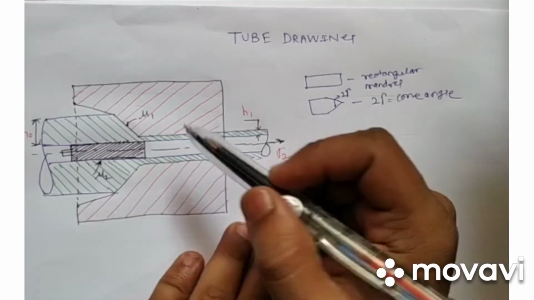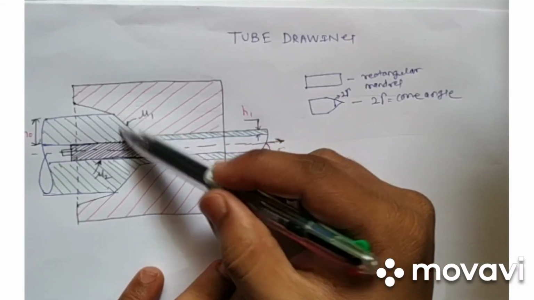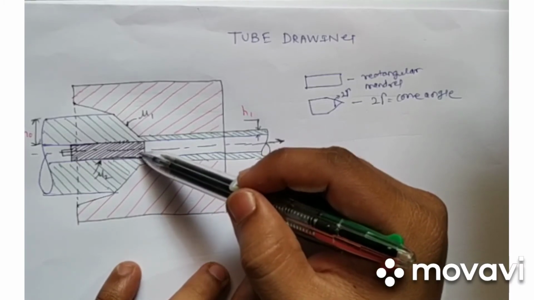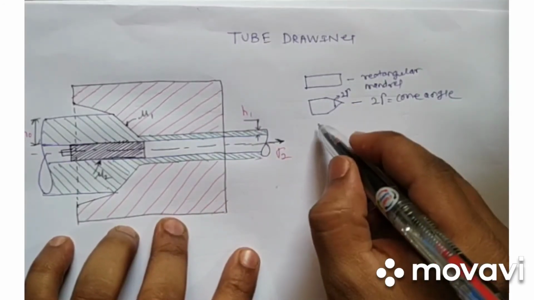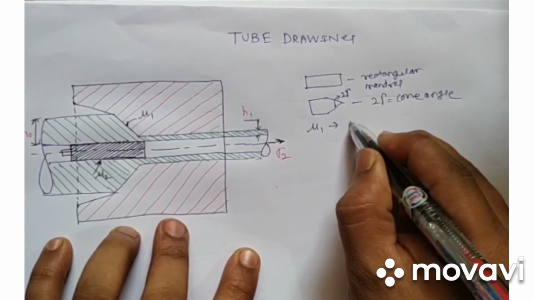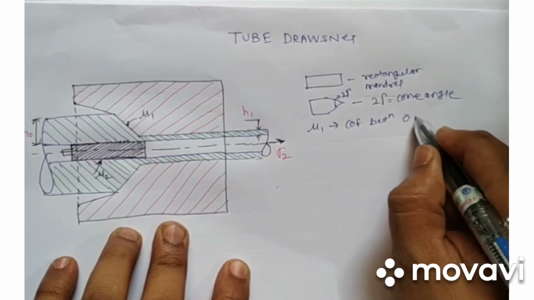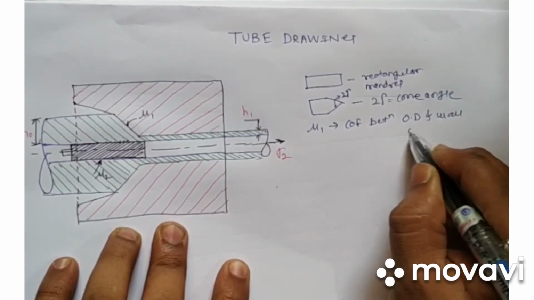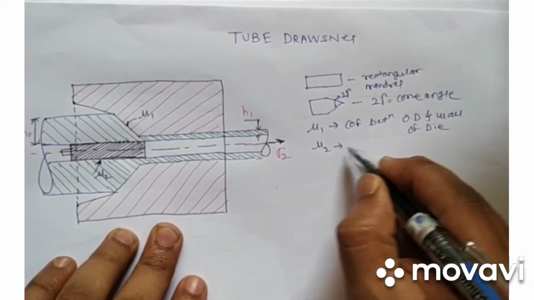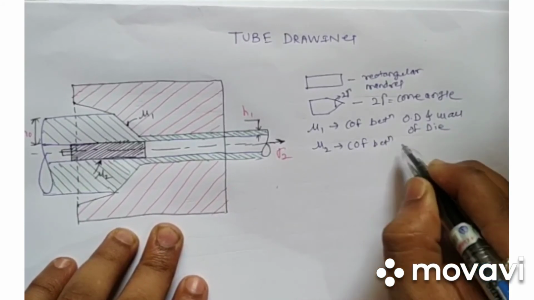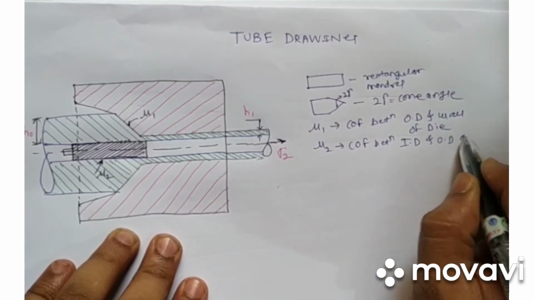Now here, as in wire drawing, we have seen that there was only one coefficient of friction. But again here we are using a mandrel, so there will be friction between the mandrel and the ID of the tube. So we have mu1, the coefficient of friction between the OD of the tube and the wall of the die, and mu2 as the coefficient of friction between the ID of the tube and the OD of the mandrel.